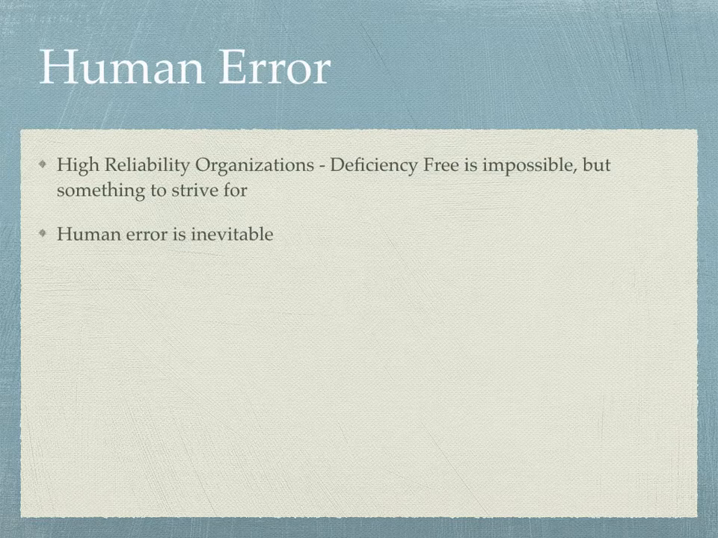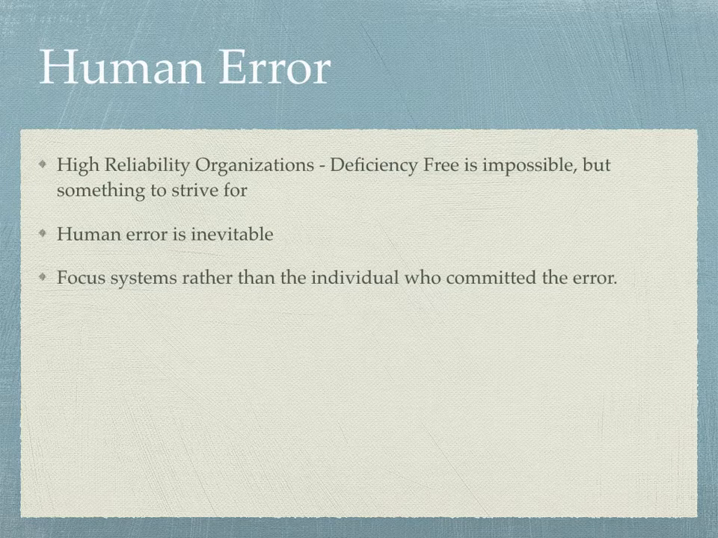When planning and implementing strategies, having taken the approach that human error is inevitable prepares the care team to always anticipate the risk and to feel free to report when mistakes do occur. Through this expectation, it places focus on systems rather than the individual who committed the error.